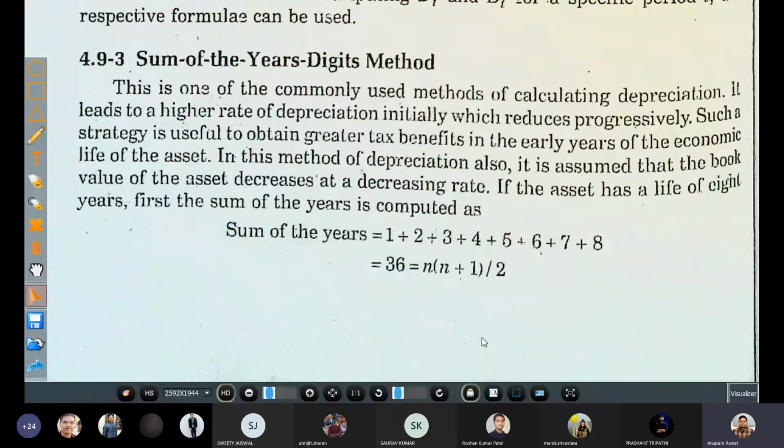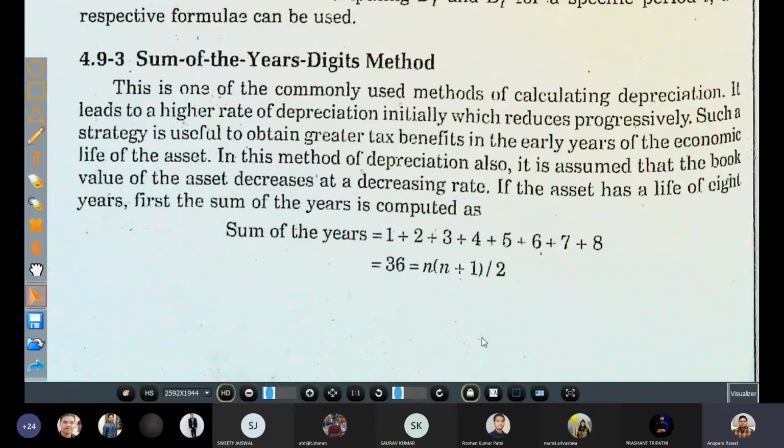For the calculation of depreciation, there is another method which is also very popular, known as the sum of the years digit method. This is one of the commonly used methods of calculating depreciation, and it leads to a higher rate of depreciation initially, which reduces progressively. Such a strategy is useful to obtain greater tax benefit in the earlier years of the economic life of the asset. In this method of depreciation, it is also assumed that the book value of the asset decreases at a decreasing rate.